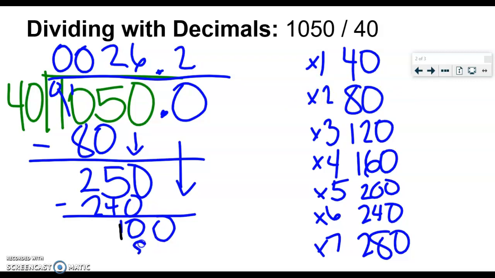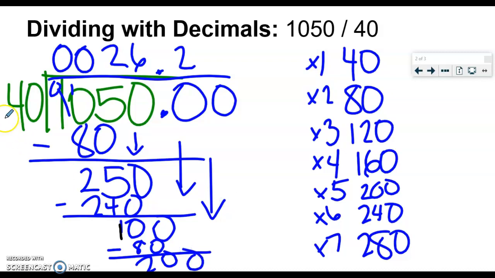2 times 40 is 80. And I'm going to be left with 20, okay? I can add another 0 here. These zeros behind our decimal don't change the value of our dividend, so I can add another 0 and bring it down. Can 40 go into 200? Yes, right? Exactly 5 times. So now I'm done. 40 can go into 1050 26.25 times.